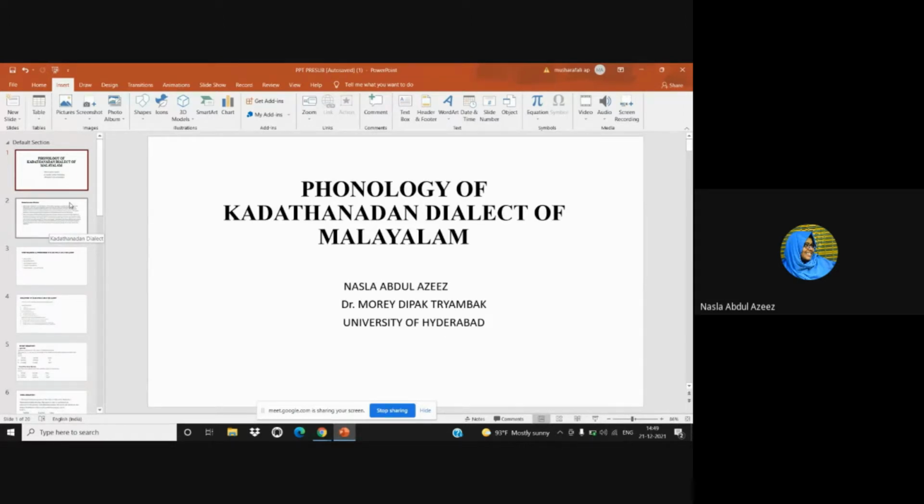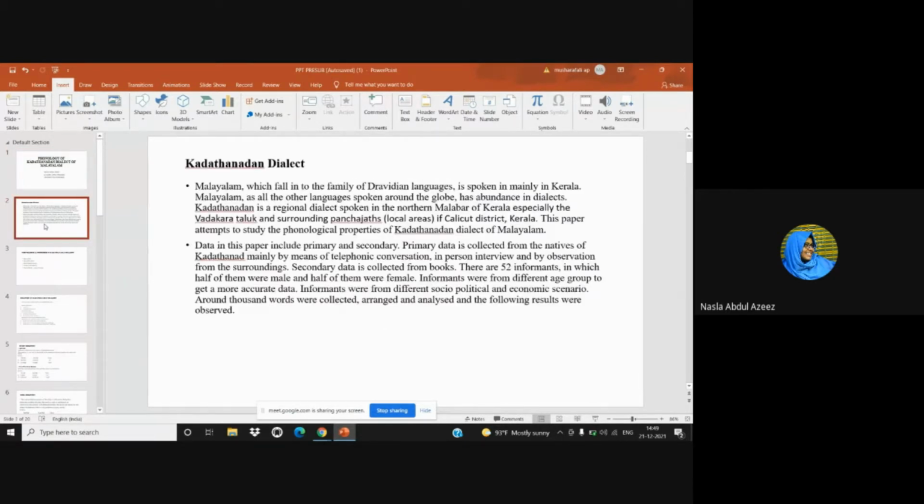My topic is Phonology of Kadathanadan Dialect of Malayalam. First of all, let me introduce Kadathanadan dialect to you. Kadathanadan dialect is a regional dialect of Malayalam spoken in the Northern Malabar region of Kerala, which is in Kozhikode district of Kerala. Northern Malabar is a very vast area, and this Kadathanadan dialect is spoken especially in Vadagara Taluk and its surrounding panchayats.